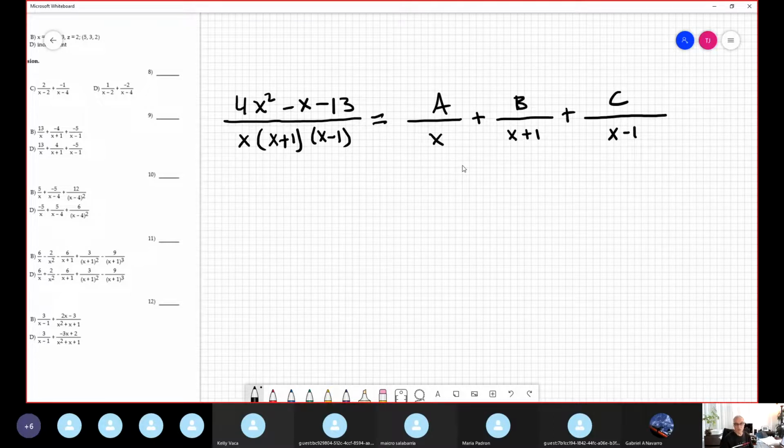Another student may use a different order. So you call A here, B, C here. It doesn't matter. If you change the letter, it's the same value.